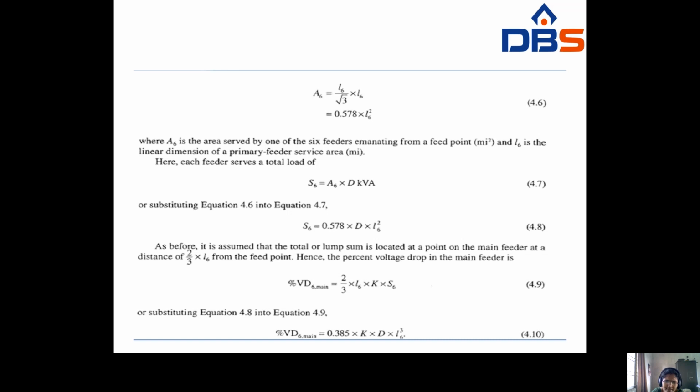At that time you have to substitute 4.6 in this equation. So you will get S6 equal to 0.578 into D into L6 square. As before, it is assumed that the total or lump sum load is located at a point on the main feeder at a distance of 2 by 3 L6 from the feed point. So the total percentage of voltage drop is 2 by 3 L6 into K into S6. You have to substitute in the place of S6 this equation. So at that time you can finally get the percentage voltage drop equal to 0.385 into K into D into L6 cube.